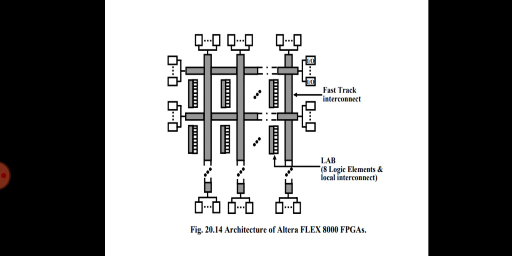IO elements at the end of each row and column are used. There are some restrictions on how many row and column channels each IOE connects to. It contains a register that can be used for either input or output, and its associated IO pins can be used as either input, output or bidirectional pins.